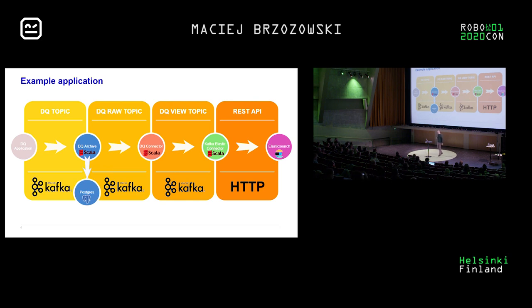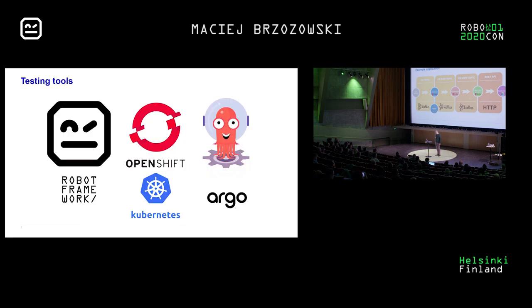And we will try to test it. So to test it, we will use, of course, Robot Framework as our test runner. And we will use the same platform as our production runs. So we'll use Kubernetes, or we can also use OpenShift. OpenShift is another distribution of Kubernetes made by Red Hat. And to provision our test, we'll use Argo.